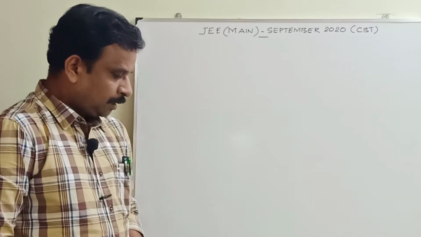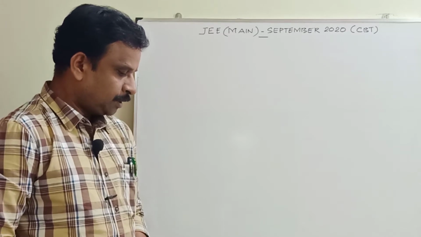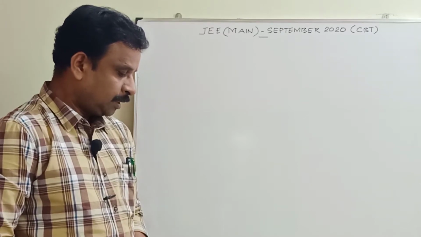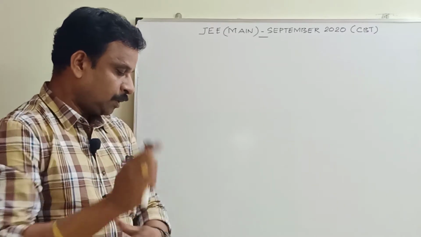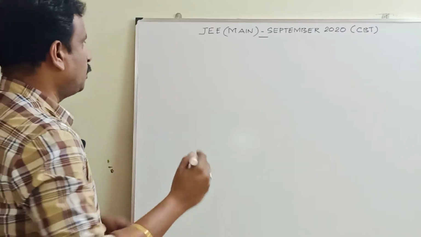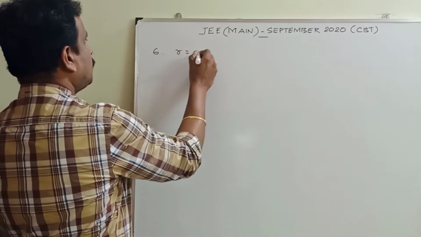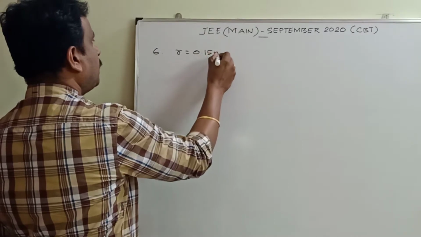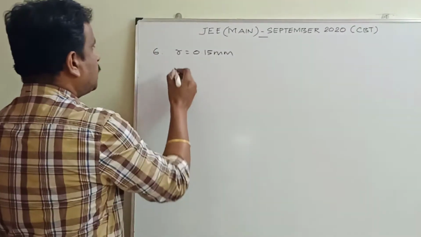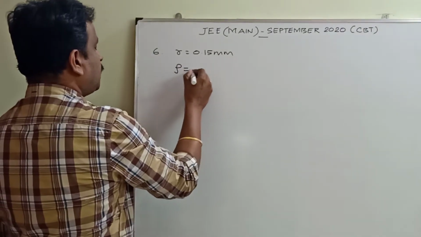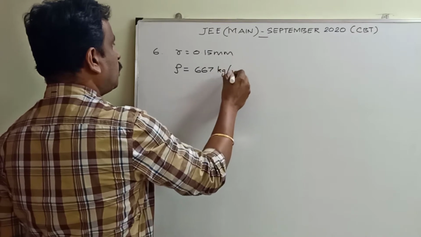A capillary of radius 0.15 millimeter is dipped in a liquid of density rho is equal to 667 kilogram per meter cube. So, a capillary tube is given, its radius r is equal to 0.15 mm, and its liquid density is given, it is 667 kilogram per meter cube.